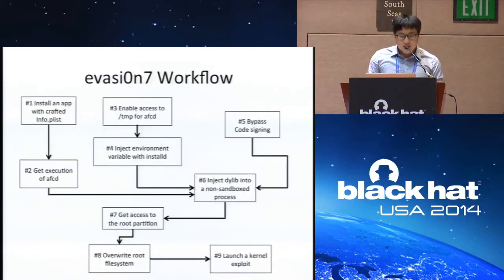This is an exploit workflow graph of the Evasion 7 attack. We identified 9 vulnerabilities chained together to achieve the jailbreak in Evasion 7. We will cover them one by one. Let's start with the first step. The first one is installing an app with an encrypted Info.plist.